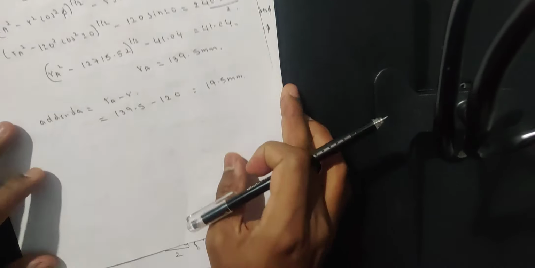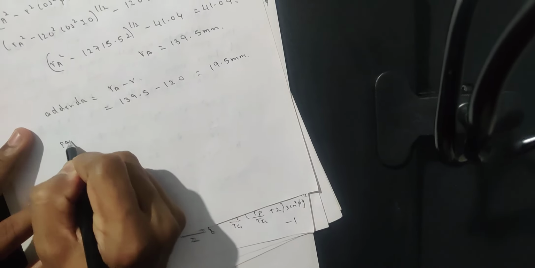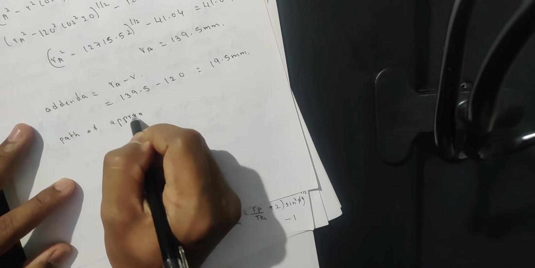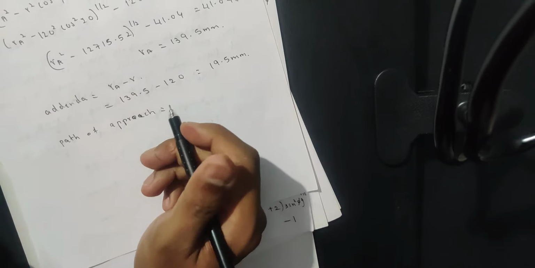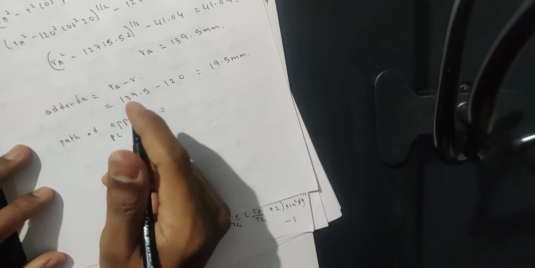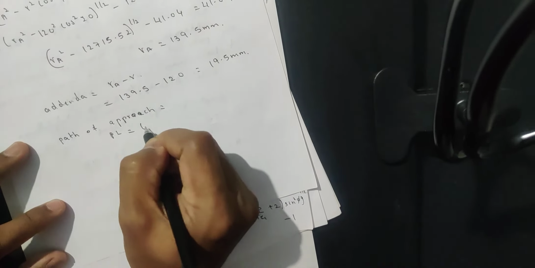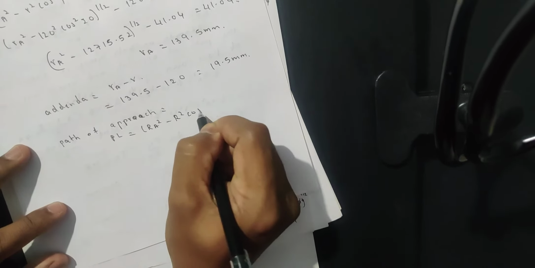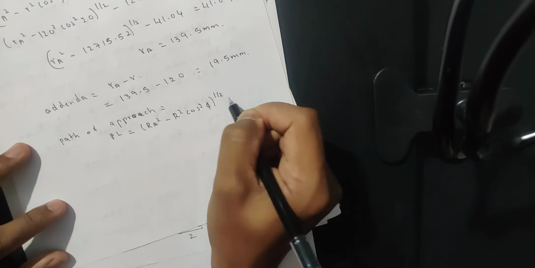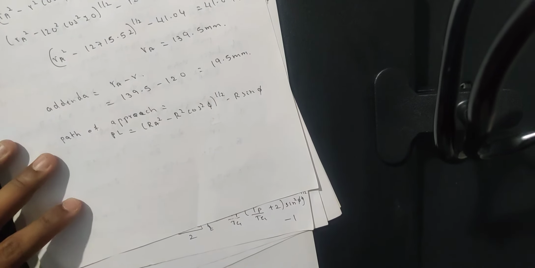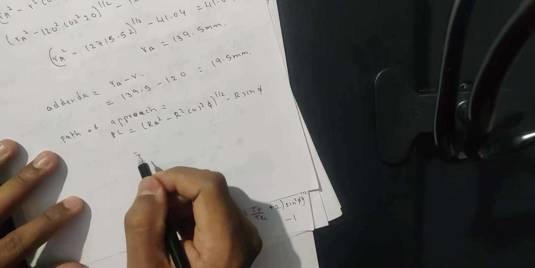So first we will find out the path of approach, which is given as PL, which is nothing but (RA squared minus R squared cos squared phi) raised to 1 by 2, minus R sin phi. Okay, so this will be the length of path of approach. RA you have already found out; this is the value of RA.